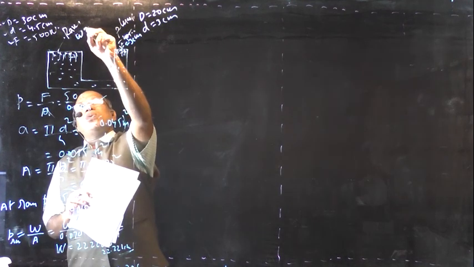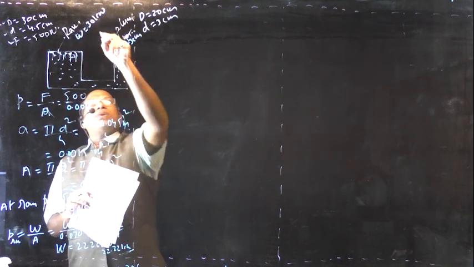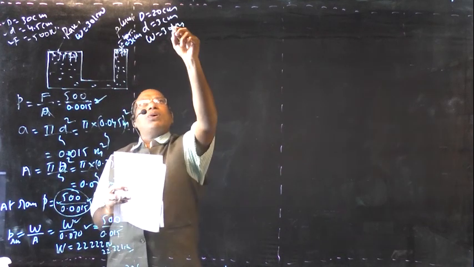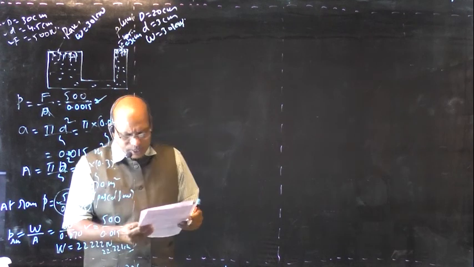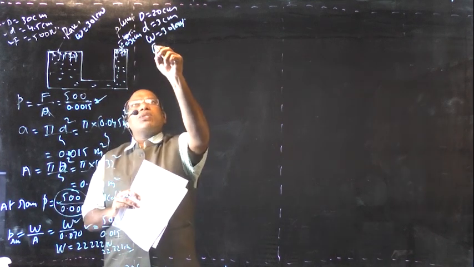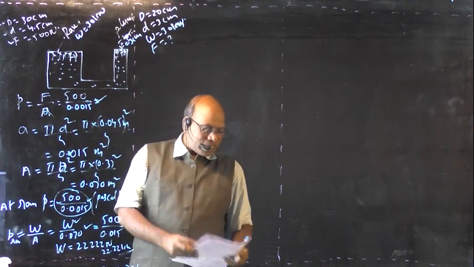Weight given, that is equal to 30 kilonewtons. Find the force required at the plunger. What is the force required at the plunger?